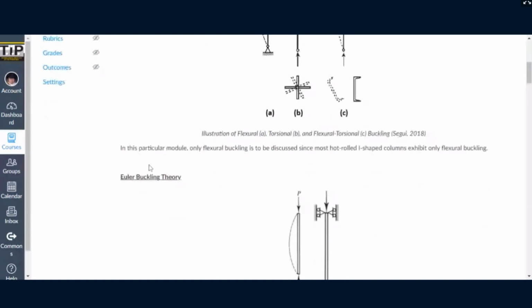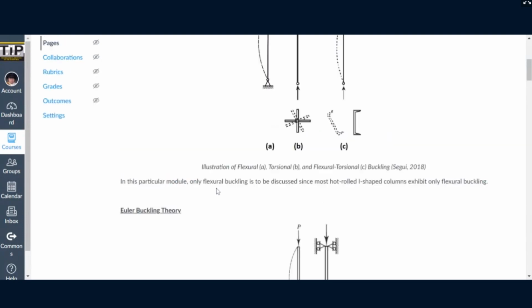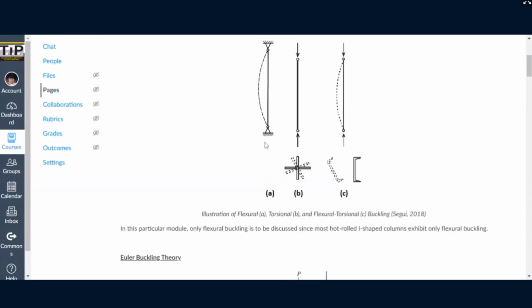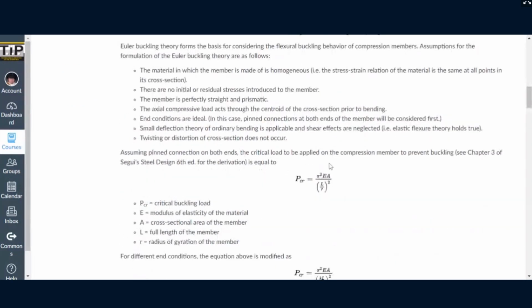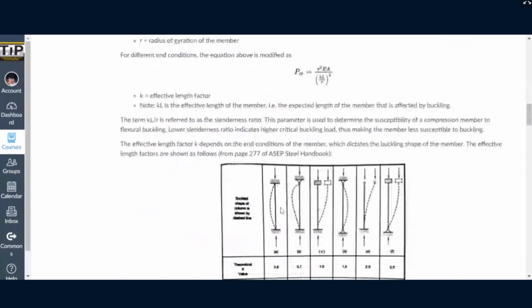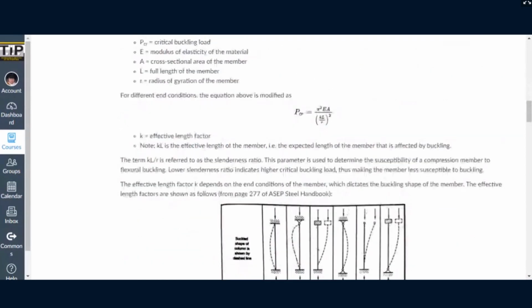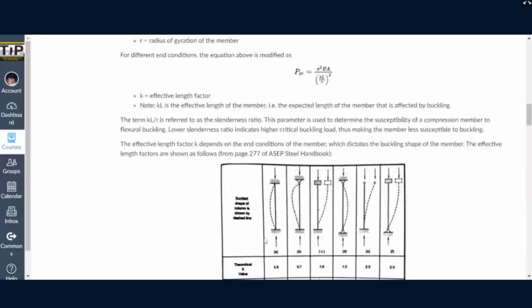Okay. And we discussed Euler buckling theory, which serves as the basis in describing the flexural buckling behavior of columns. Okay, so there you go, the assumptions, the formula for the critical buckling load. We also discussed the effective length factors, which depend on the support conditions. We also discussed the slenderness ratio, the parameter KL over r, and its importance in predicting the behavior of a given column.